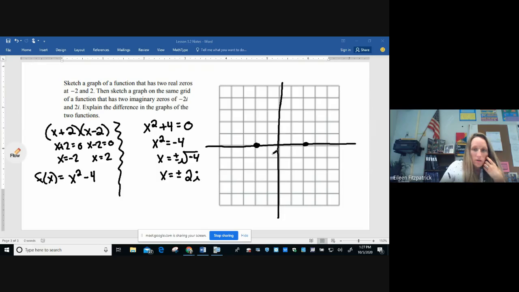Okay, this function, if I was to graph it, would have an x-intercept at -2 and at +2. All right, and I'm not going to sketch the vertex because I'm just going to kind of quickly sketch it there. Whereas the other graph would slide up 4 units, 1, 2, 3, 4.